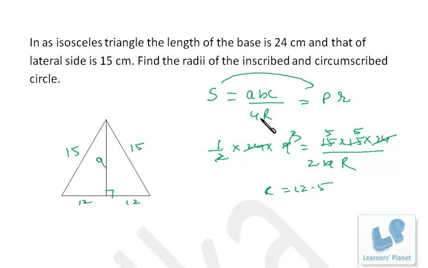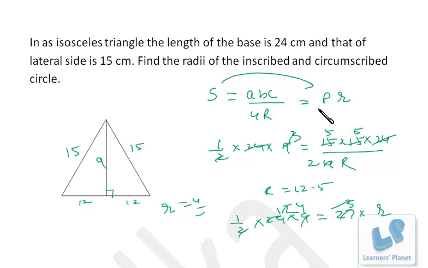Similarly, using these two, half of 24 into 9 is p into r. P is what? 15 plus 15, that is 30, plus 24, 54 by 2, right? That is semi-perimeter, and that is radius of incircle. So that's 4, right? So these two are important formulae when we discuss the cases of circle and triangle, whether it's inscribed or circumscribed, right? So these formulae give us the important relationship that can be useful. Okay.